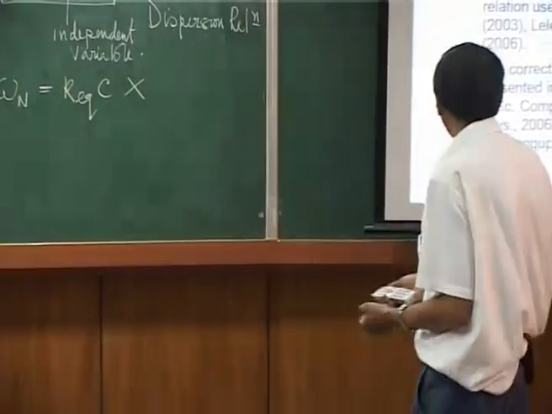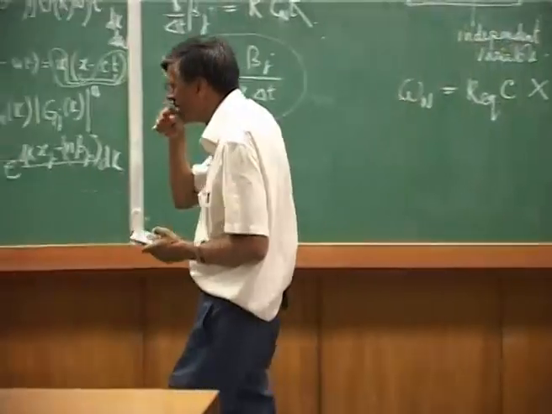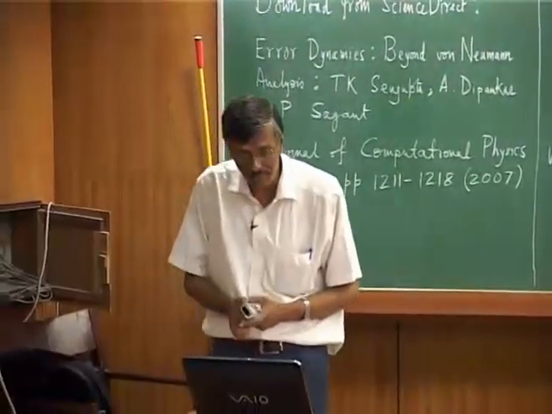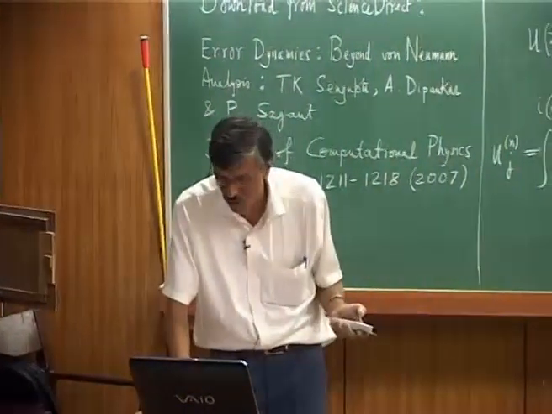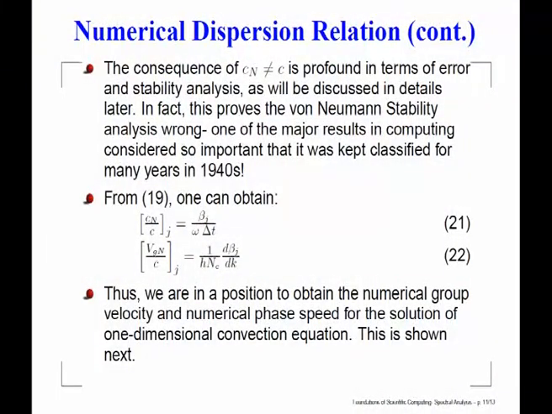So, this is really a big development which was first pointed out here. Well, we have tried to convince people with a host of publications, as you have noticed. Continuing with the discussion, that C n is not equal to C is really profound in terms of error and stability analysis. There is a nice history about this.